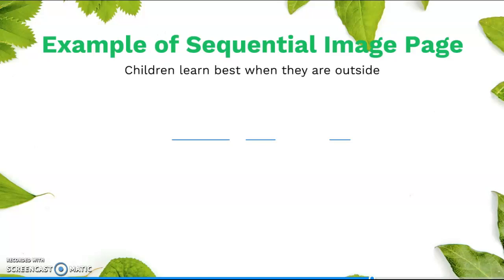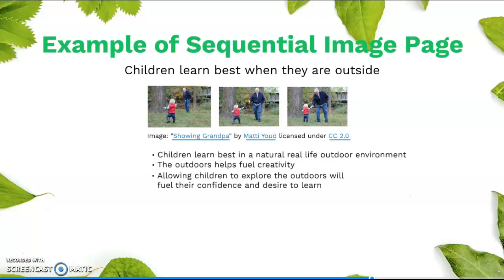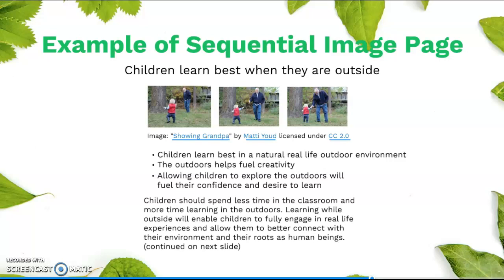Children will learn best when they are outside. 3 images. Image showing Grandpa by Maddie, licensed under CC 2.0. Children learn best in a natural, real-life outdoors environment. The outdoors helps fuel creativity. Allowing children to explore the outdoors will fuel their confidence and desire to learn. Children should spend less time in the classroom and more time learning in the outdoors. Learning while outside will enable children to fully engage in real-life experiences and allow them to better connect with their environment and their roots as human beings. Continued on the next slide.